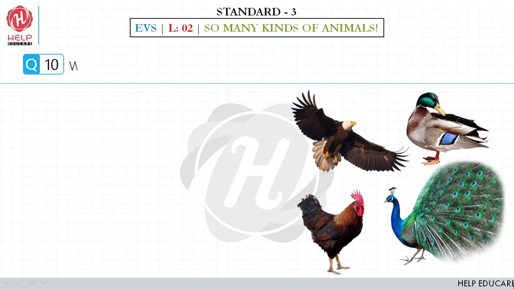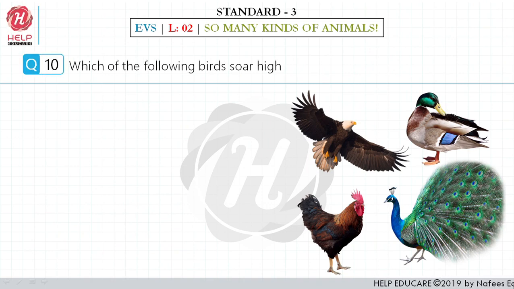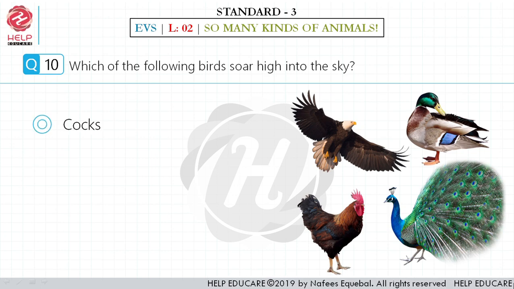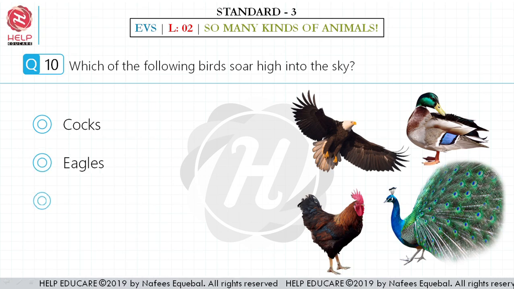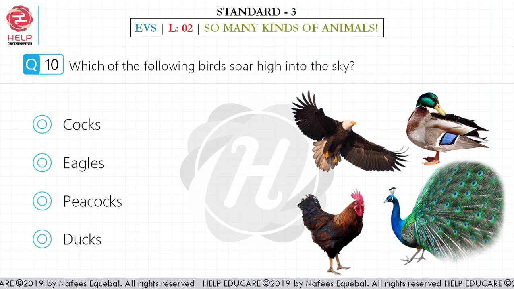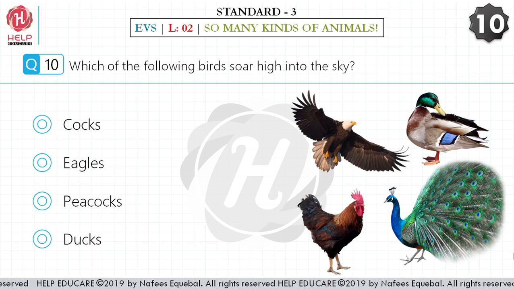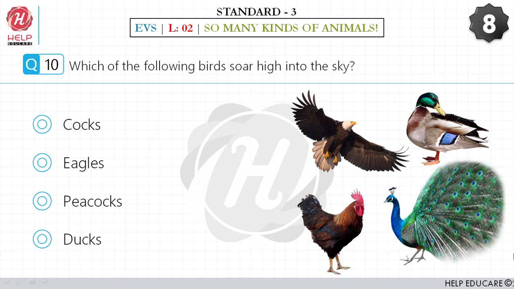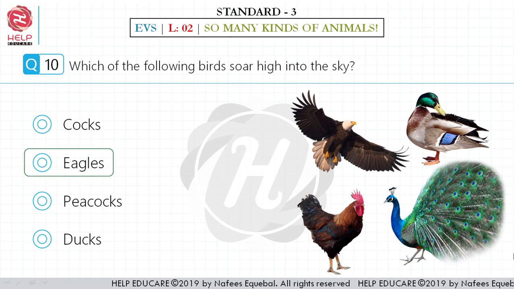Question number 10. Which of the following birds soar high into the sky? First option, cocks. Second option, eagles. Third option, peacocks. Fourth option, ducks. Your time starts now. Correct answer is eagles.